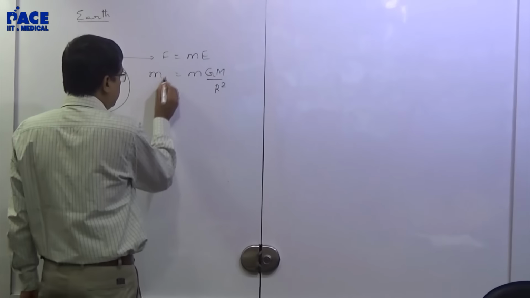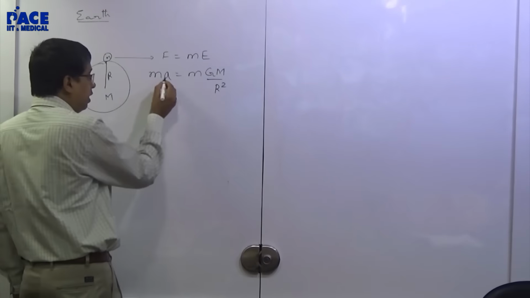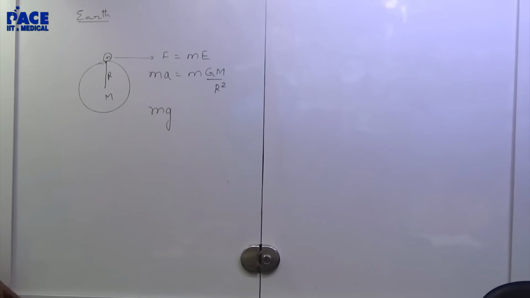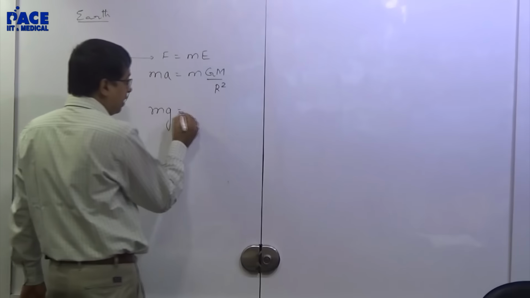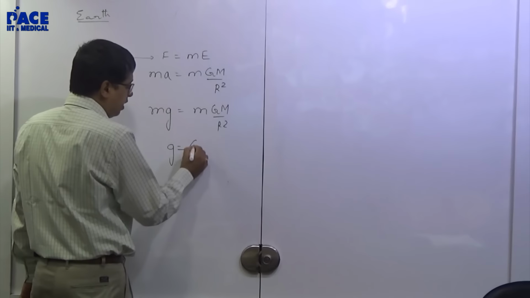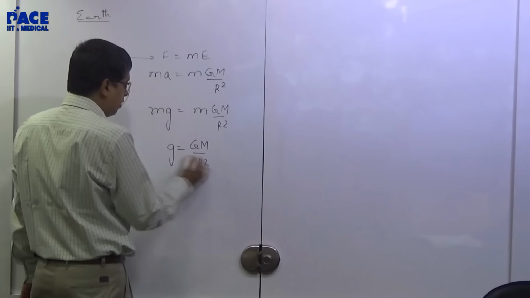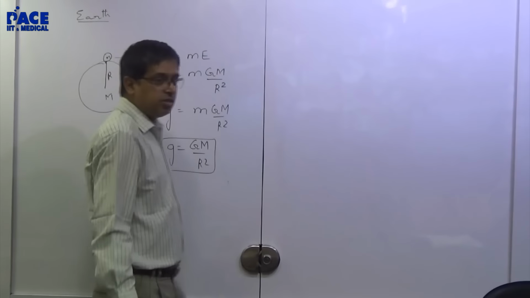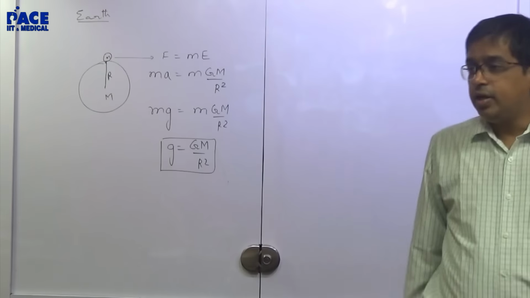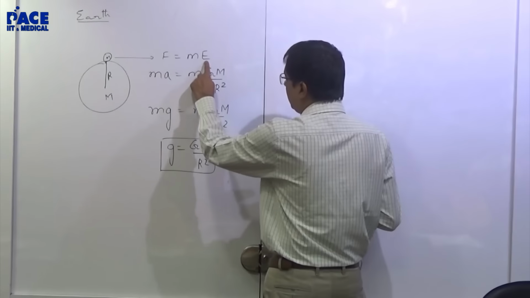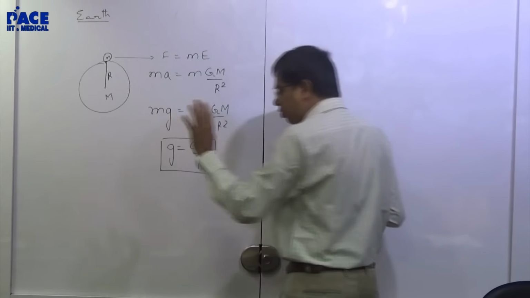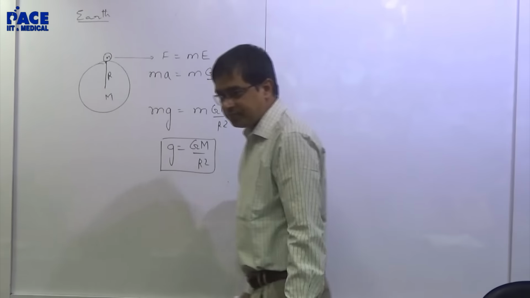Now this will be m into a, mass into a. On the surface of Earth, acceleration has been given a special name called small g, acceleration due to gravity. So small g is GM by r square. We will use this extensively. It's a must that you remember this. Then you may ask, numerically, don't you think E is same as small g? Yes, field and acceleration due to gravity numerically will be the same.